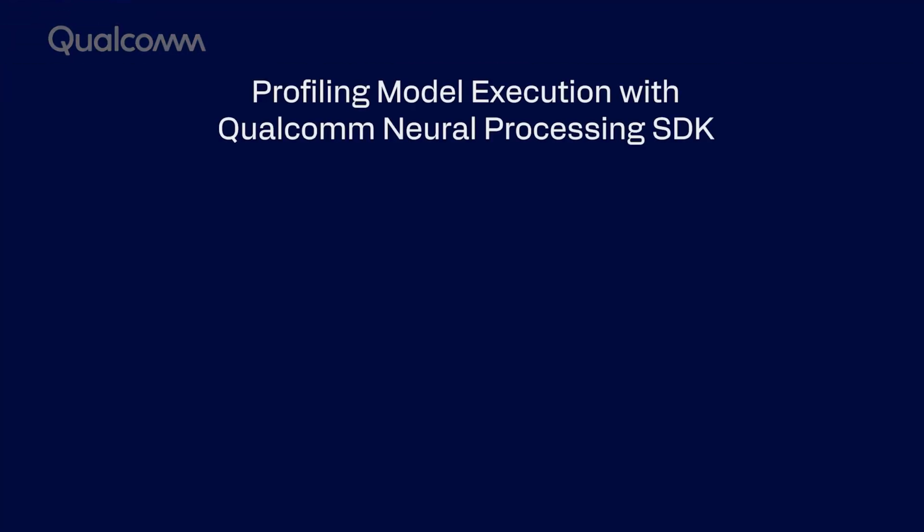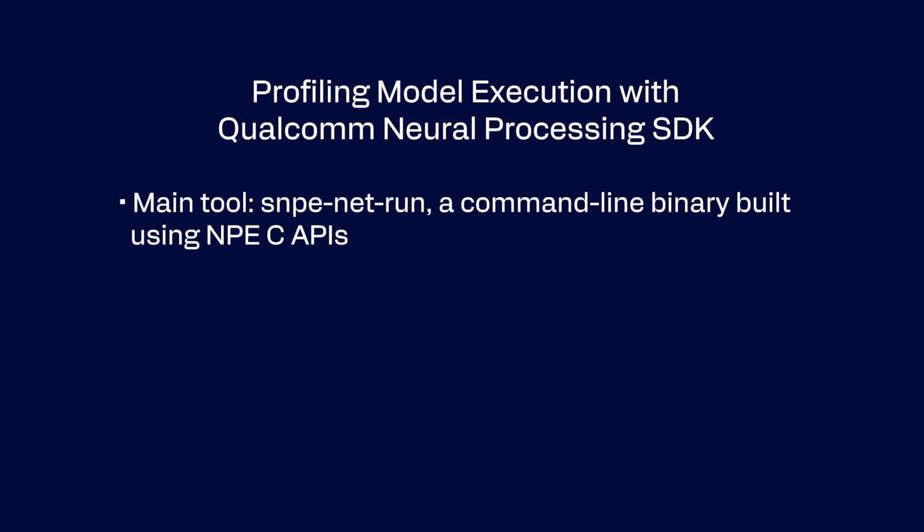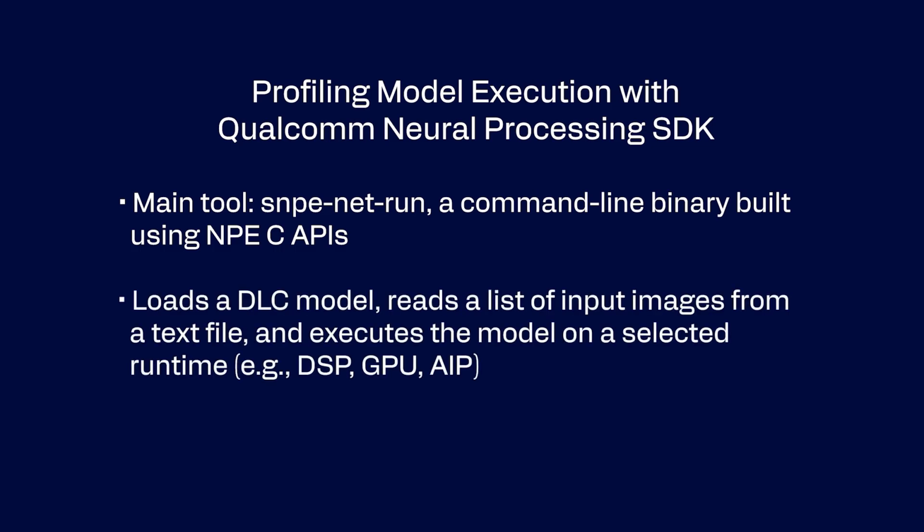We will now profile model execution on devices using some of the tools shipped as part of Qualcomm Neural Processing Engine SDK. The main tool we'll use is snpe-net-run. The snpe-net-run tool is a command line binary app that has been written using Qualcomm Neural Processing Engine C APIs. The functionality of this tool is to load a DLC file, a set of input images contained within a text file, and execute the model on these inputs on a selected runtime.